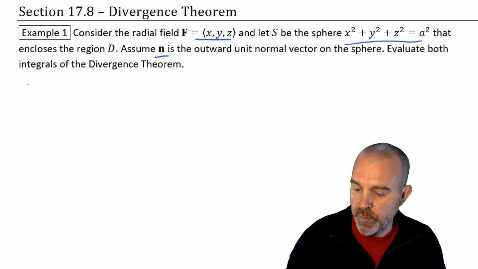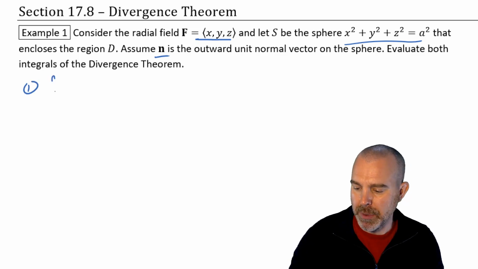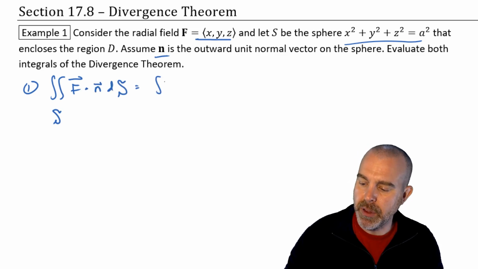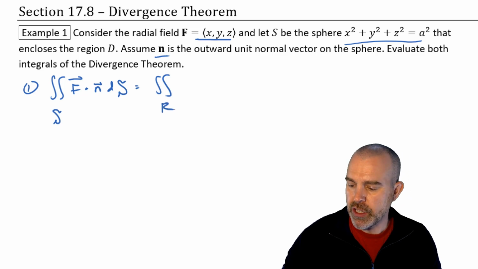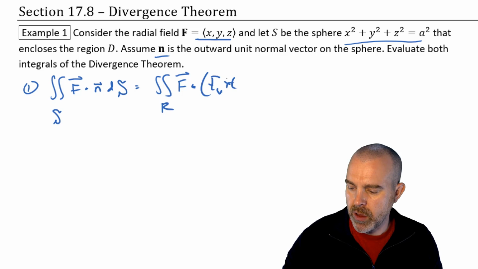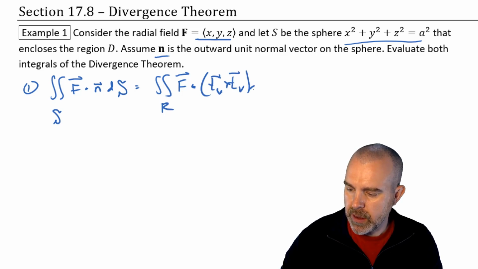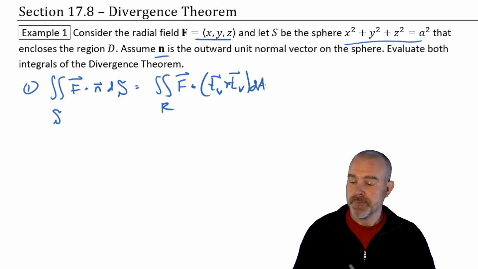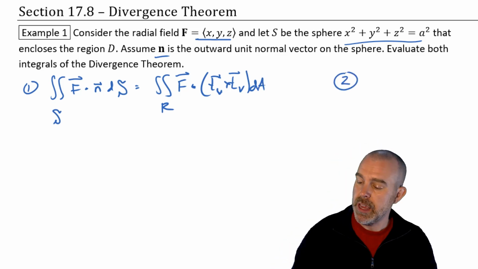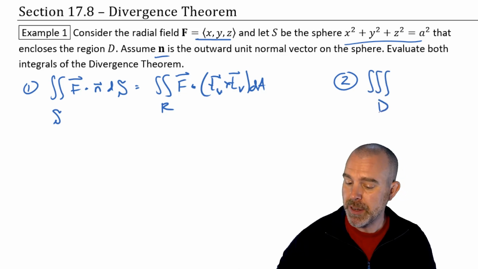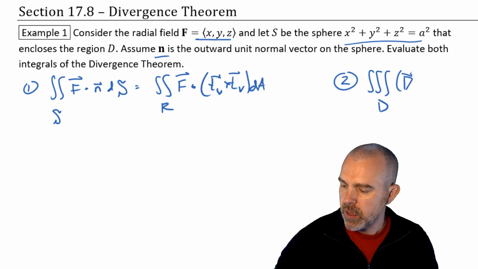We're going to evaluate both integrals of the divergence theorem. The first integral is the double integral over the surface of F dot n dS, which is the double integral over the region, once it's been parameterized, of F dot (Tu cross Tv) dA. And the second integral, from the divergence theorem, is the triple integral over the three-dimensional region of the divergence.